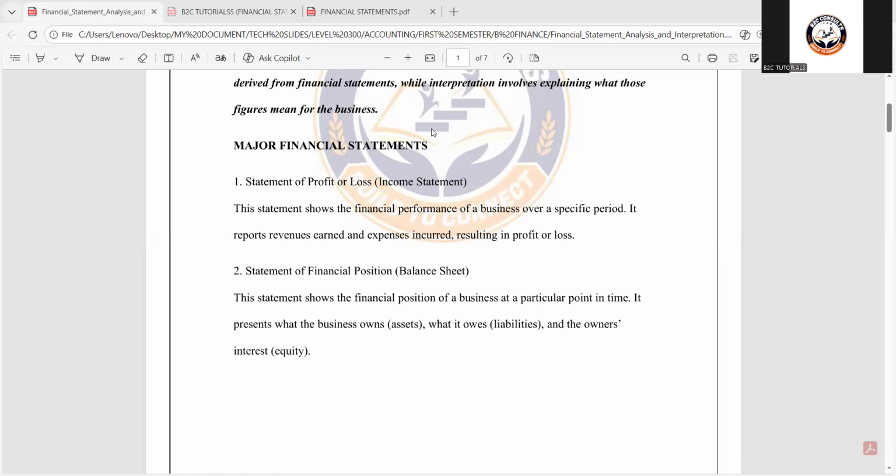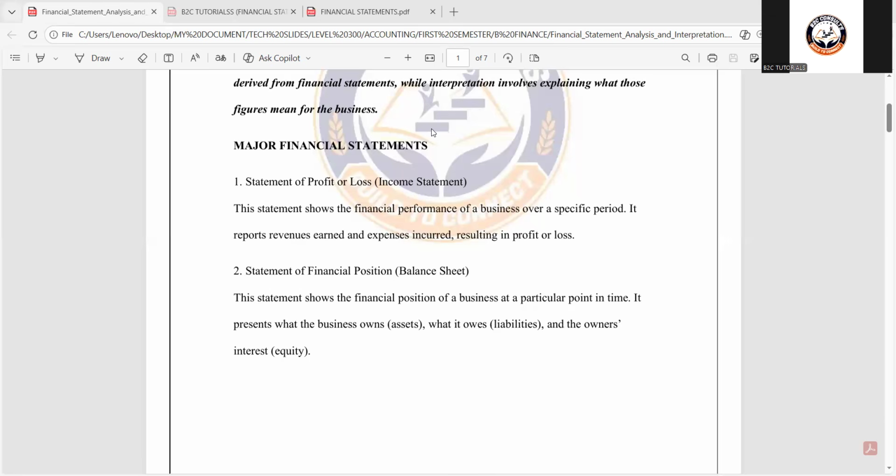Having said that, the statement of profit or loss, also known as the statement of financial performance or income statement, of a business over a specific period, shows how the firm is performing. It tells you how the firm has performed within a period of time. The specific period can be 1 year, 2 months, or 3 months.